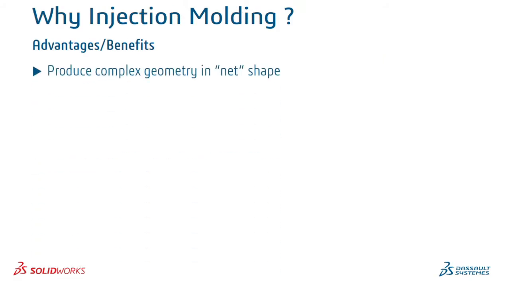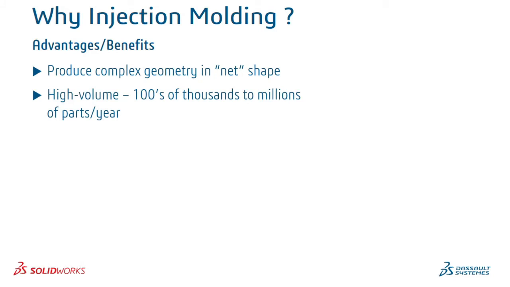Advantages are many. Produce complex geometry in net shape, that is the shape which is in finished form. It is not like we have to perform some finishing operations on it. It is in net shape. Very minimal or no finishing operations are required after the part is manufactured using injection molding. High volume: hundreds of thousands to millions of parts can be produced per year. I hope you agree on this. That's why plastics are in more and more use in industries nowadays.